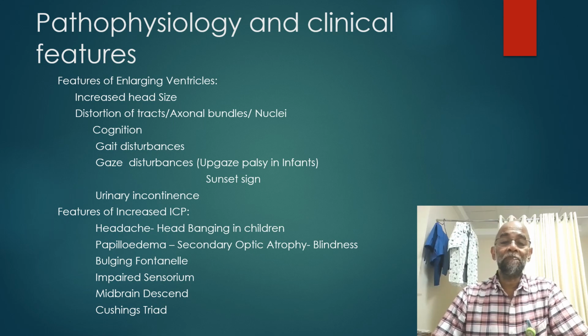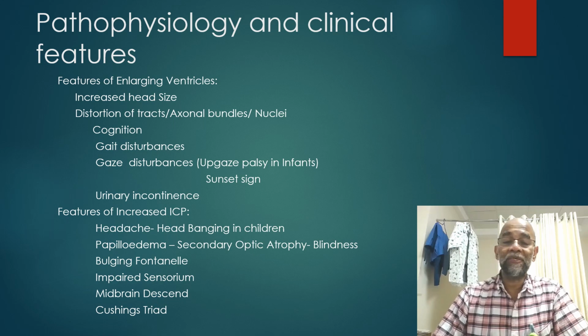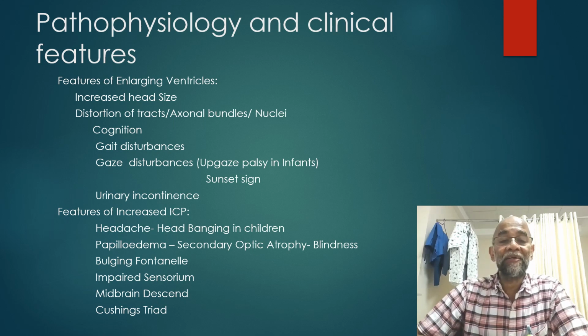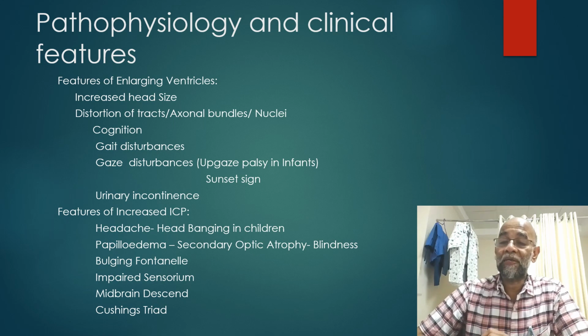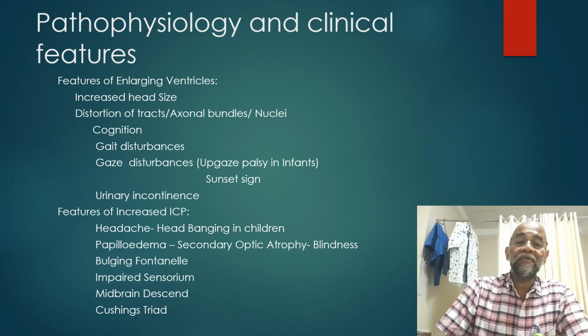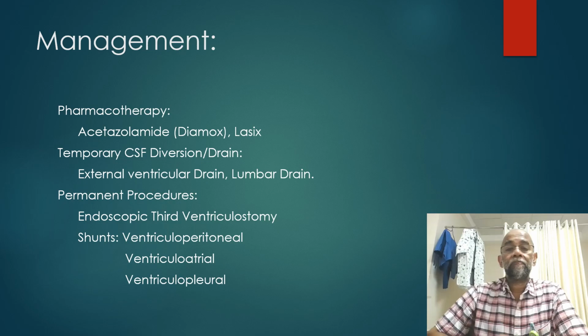The sensorium gets impaired as the cerebral perfusion pressure gets diminished. There is a midbrain descent which can result in respiratory irregularities and other features. And the Cushing's triad of bradycardia, hypertension, and respiratory irregularities may manifest.